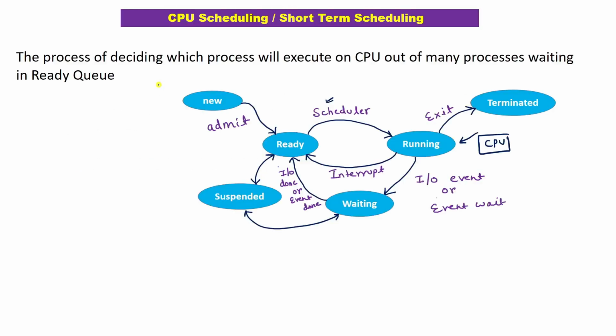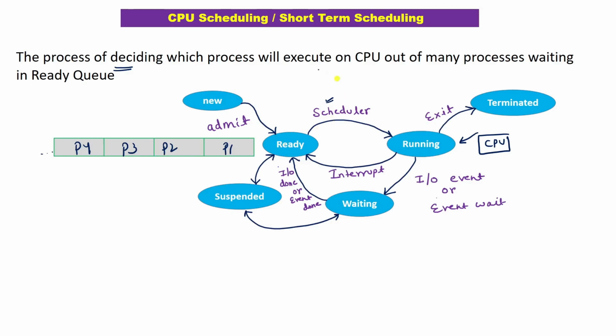I hope you have now understood what CPU scheduling is. CPU scheduling and short-term scheduling are one and the same thing. It is the process of selecting or deciding which process will be executing on your CPU out of many processes present inside the ready queue. Here we have the ready queue, which is present inside the main memory. Let's say P1, P2, P3 and many other processes are waiting inside this ready queue. One process has to be selected by the scheduler, and that process will start running on the CPU.